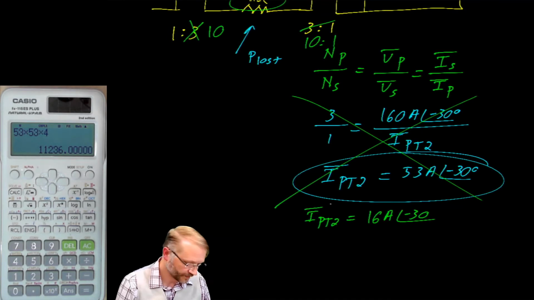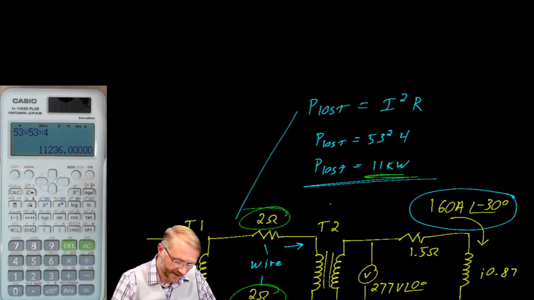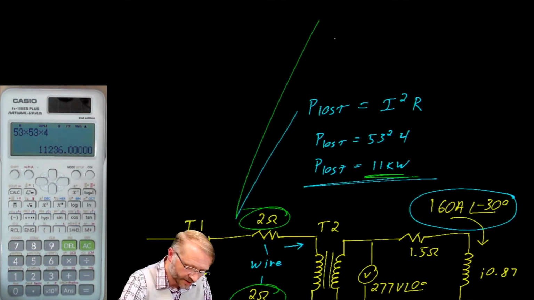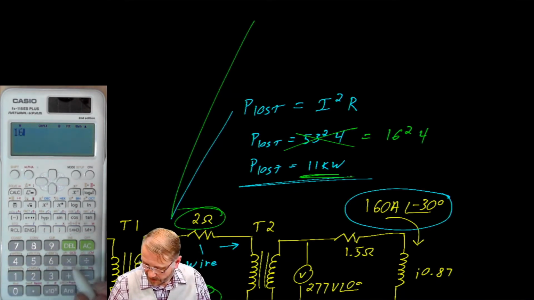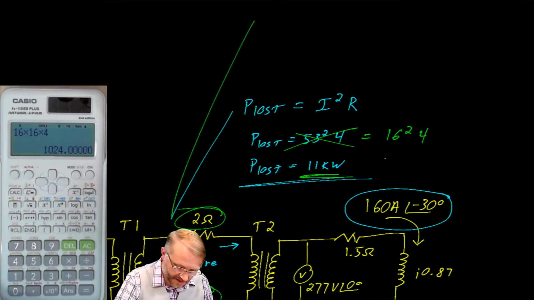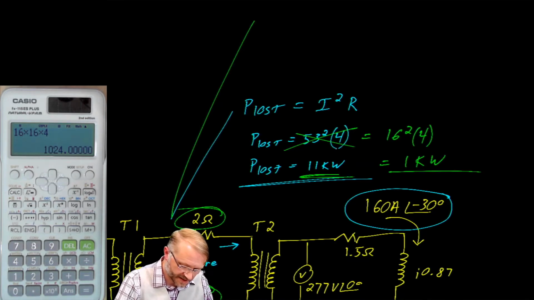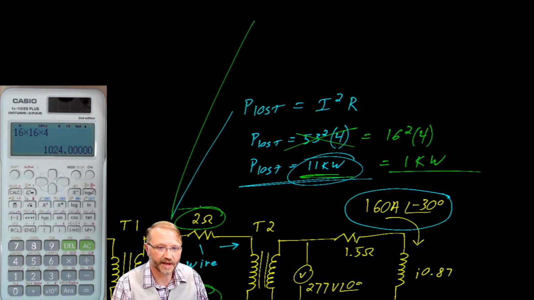Now if we go back and do this calculation, our new power loss is not 53 squared, it's 16 squared times 4. 16 squared times 4 is about 1,000, so about 1 kW, which is a significant improvement over our original loss of 11 kW.